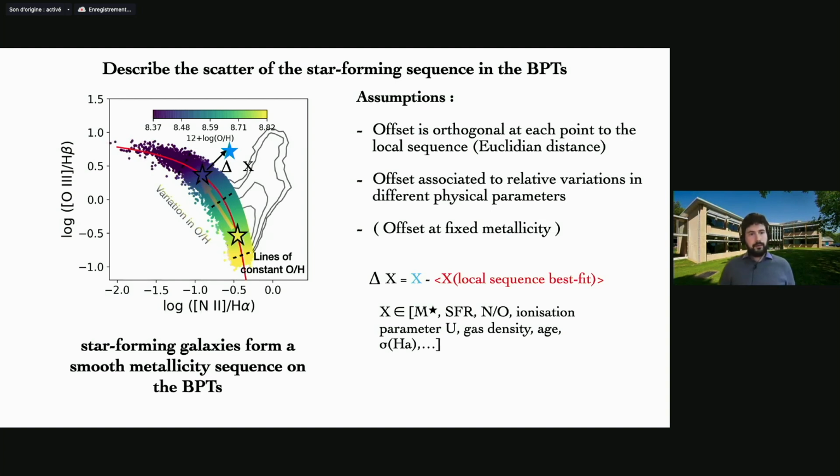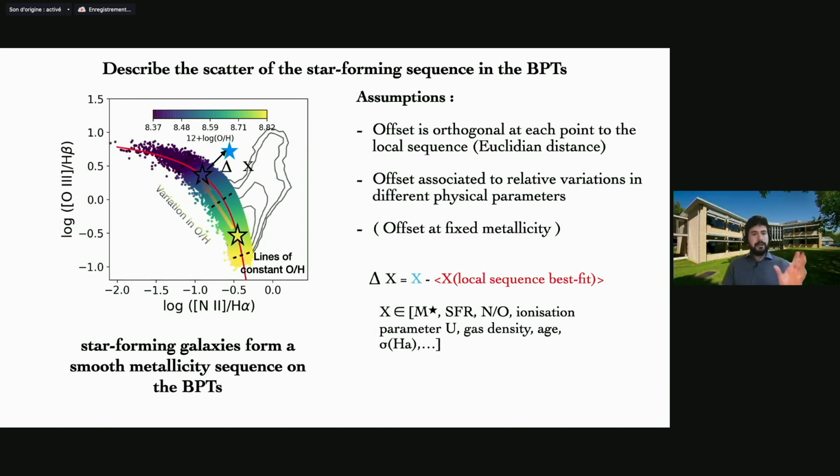So following this basic assumption, we try to build a framework in which we describe instead the scatter, and in particular the deviation of galaxies with respect to the median locus in the BPT by means of relative variations in a set of different parameters. For instance, stellar mass, star formation rate, nitrogen over oxygen abundance, ionization parameter, gas density, stellar age as probed by the D4000 index, velocity dispersion of the gas, and so on.